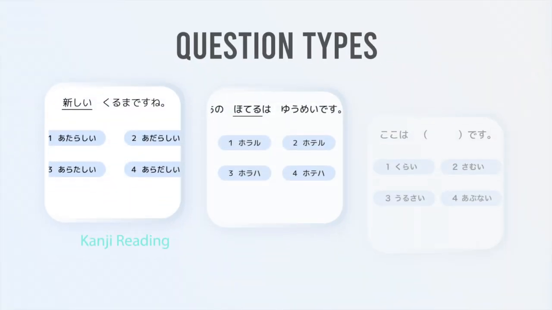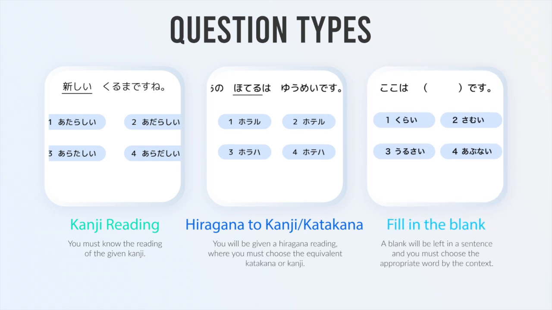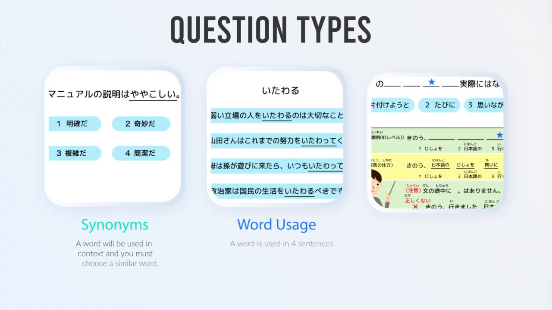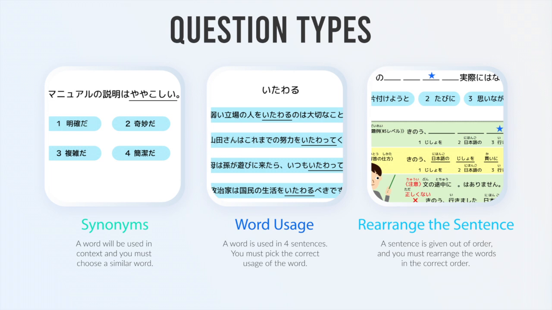Now let's jump in and take a look at the types of questions. First, the obvious kanji reading and hiragana to kanji questions. You will also come across fill-in-the-blank questions to test your knowledge of vocabulary meanings. As well as meanings, you should be familiar with synonyms and understand the difference in usage between them. Word usage questions contain 4 sentences, and you must choose the most appropriate use of the word. There are also rearrange the sentence type questions.